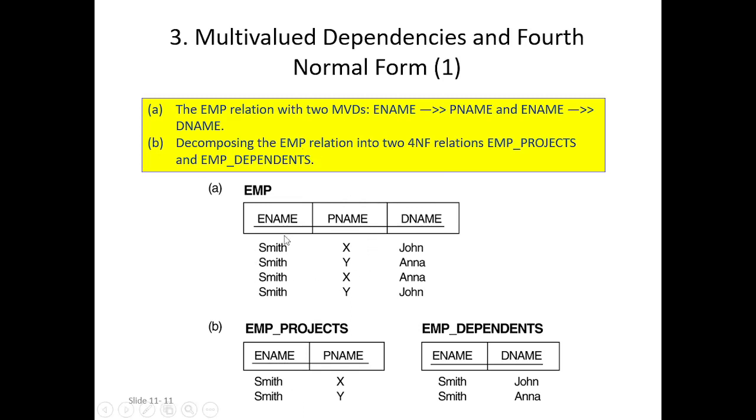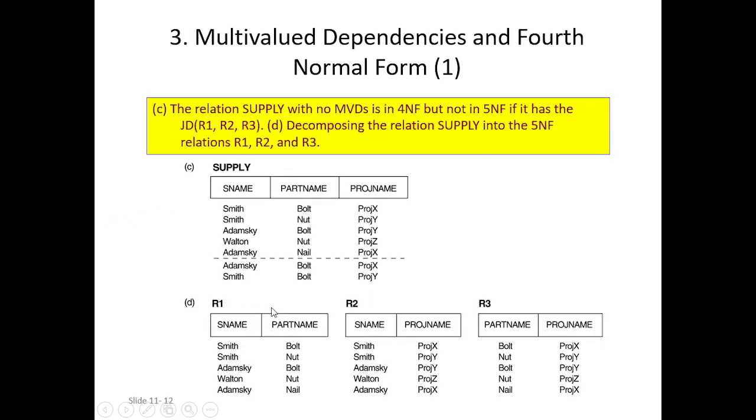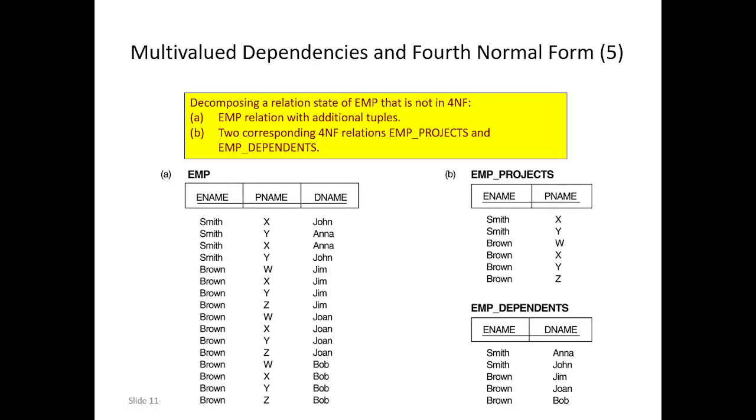And again, one more condition is there. We have at least 3 attributes, and this employee name depends on this project. And when you think about this P name and D name, these two are independent. Okay, P name and D name are independent of each other.